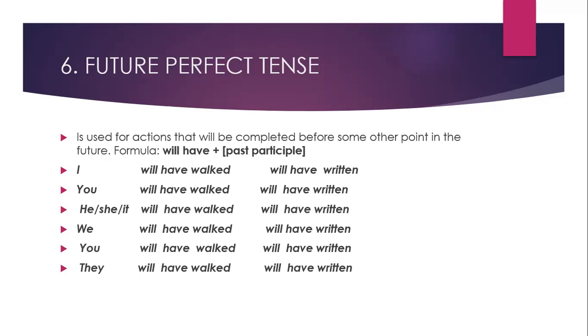Future perfect tense. Now the future perfect tense is used for actions that will be completed before some other point in the future. So it will be completed at some point in the future. And the formula is will have plus the past participle. I will have walked. You will have walked. It will have walked. We will have walked, and so on and so forth.